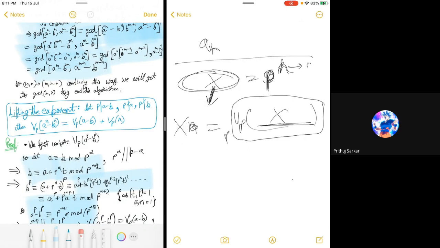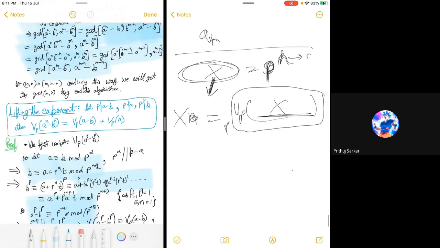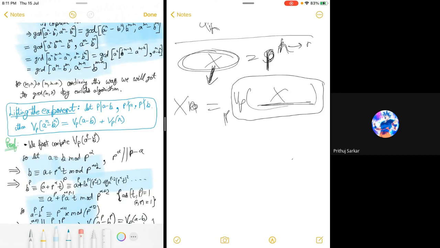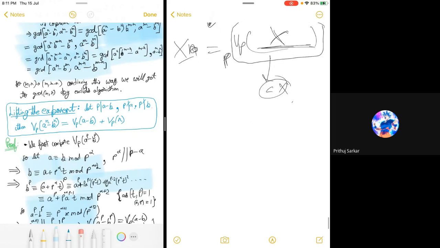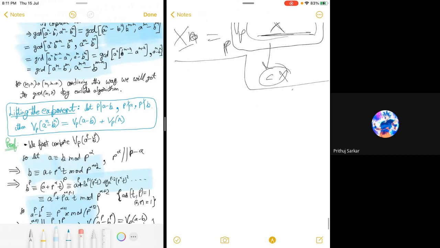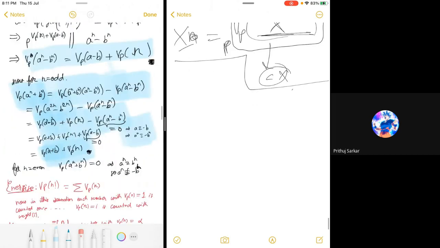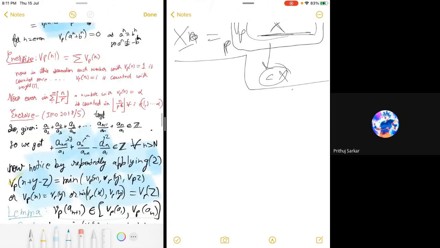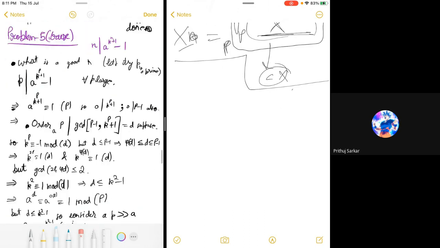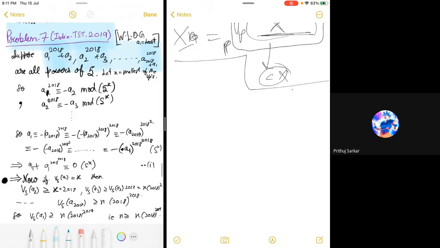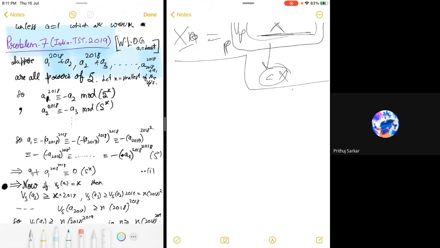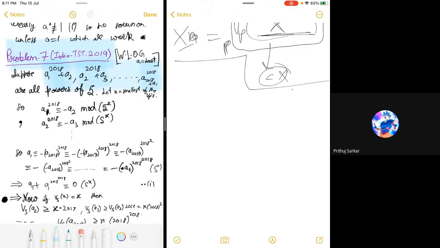This is exponential and this is like logarithmic. So p to the vp of x usually is much smaller than x, which would give us directly a contradiction, unless some small cases. So generally, in such problems, either there are no solutions or very small solutions. Even in the Indian TST 2019, it is saying to prove that there exist no solutions.